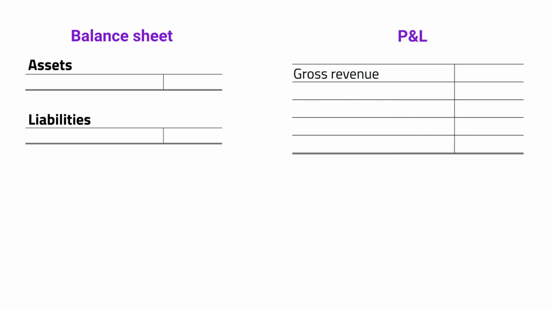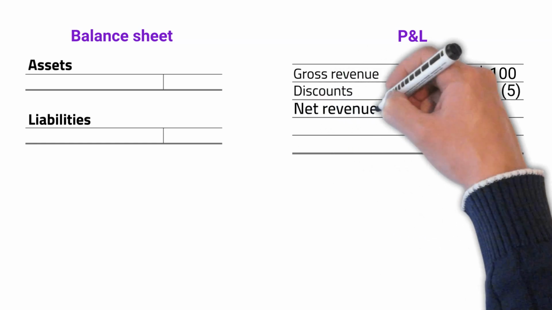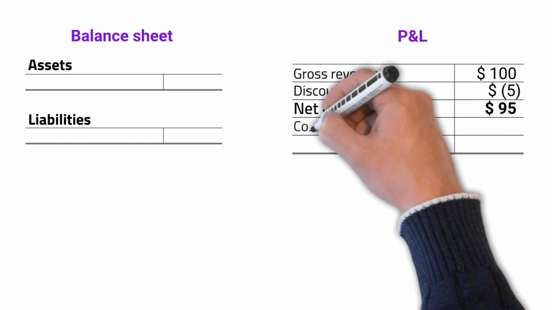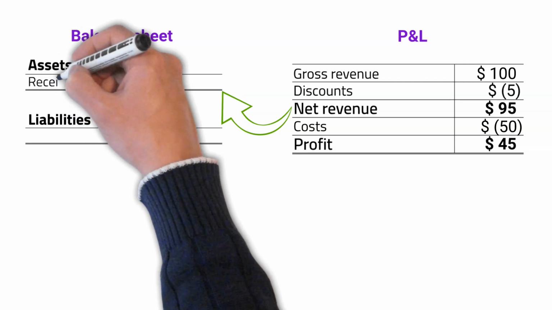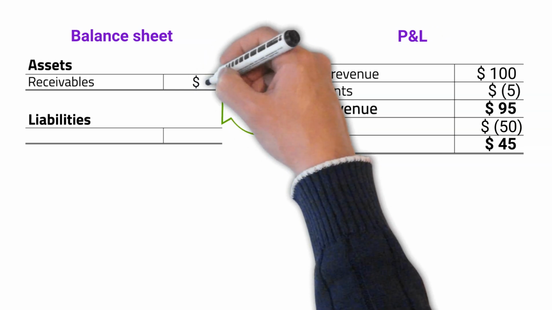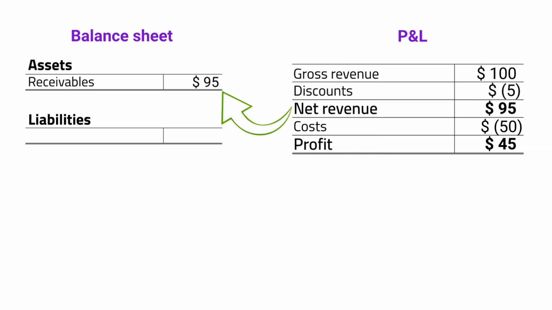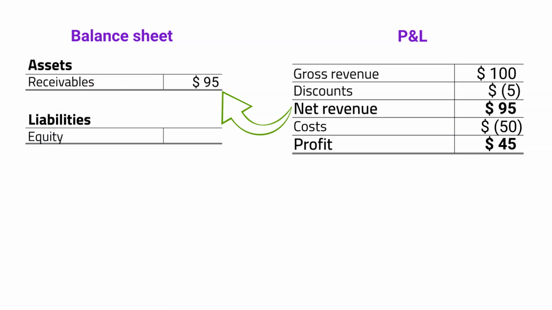Let's imagine we had gross sales of $100, granted a discount of 5, got net sales of 95, costs of 50, and the resulting profit of 45. Let's also assume we sold all the inventory we had and have only receivables left. Then, our net sales of 95 will have a corresponding entry on the balance sheet as receivables of 95. Let's balance our balance sheet with 95 in equity, for simplification.